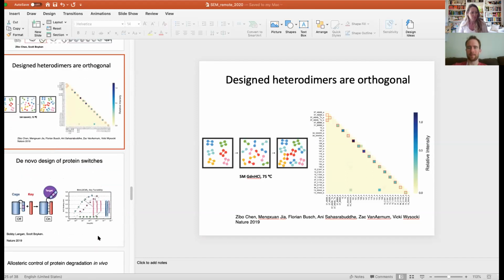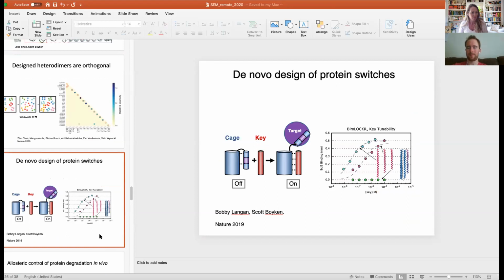The most exciting results with these sorts of systems in cells have come from a really wonderful collaboration with Hannah El-Samad's group. Here, what we've done is to design, using these hydrogen bond networks, what we call a cage and a key. The cage has a bioactive motif in it. When the key is added, the motif is exposed and it can bind a target.